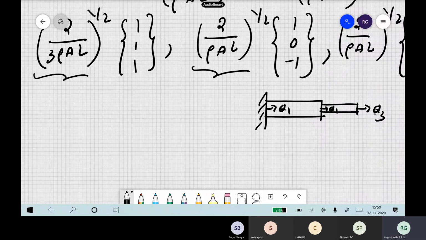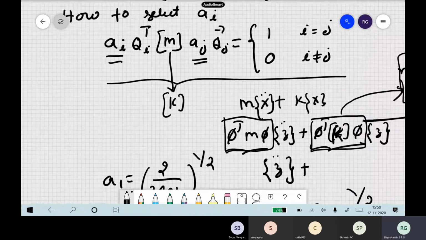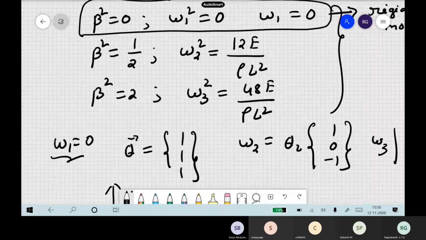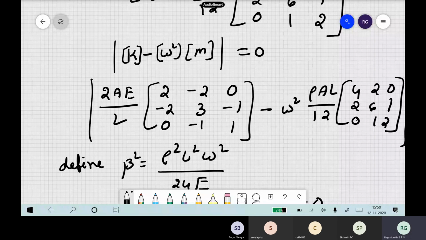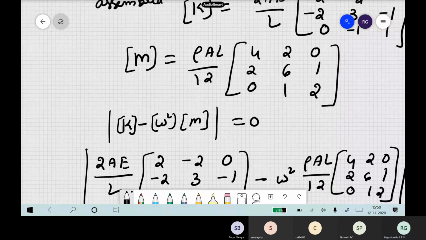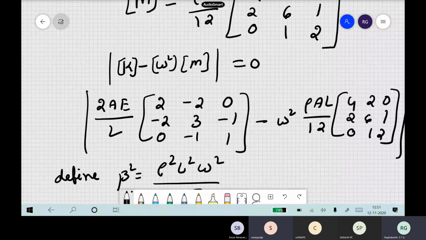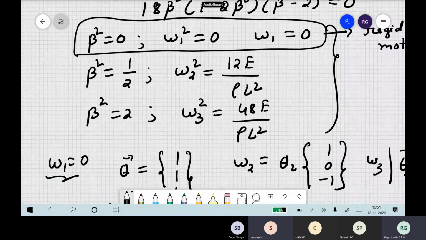Previously we have derived this for a free beam, and now one end is fixed. So now what happens to all the matrices here? One end is fixed. What should you do? See, last class I told you, right? What you should do? Delete the corresponding rows and columns.